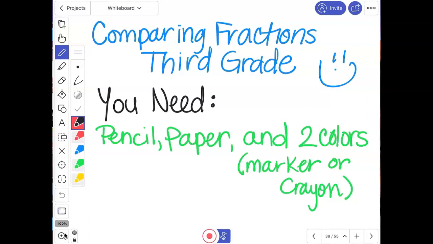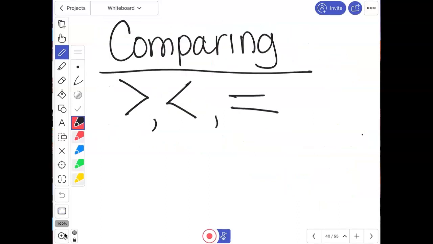For this video, what you need is a sheet of paper, a pencil, and two colors. Those could be two different markers or two different crayons, or you could even use two different highlighters, two different colored pencils. But pause the video now and go get those materials: pencil, paper, and two colors. Okay, so we're going to be comparing fractions.